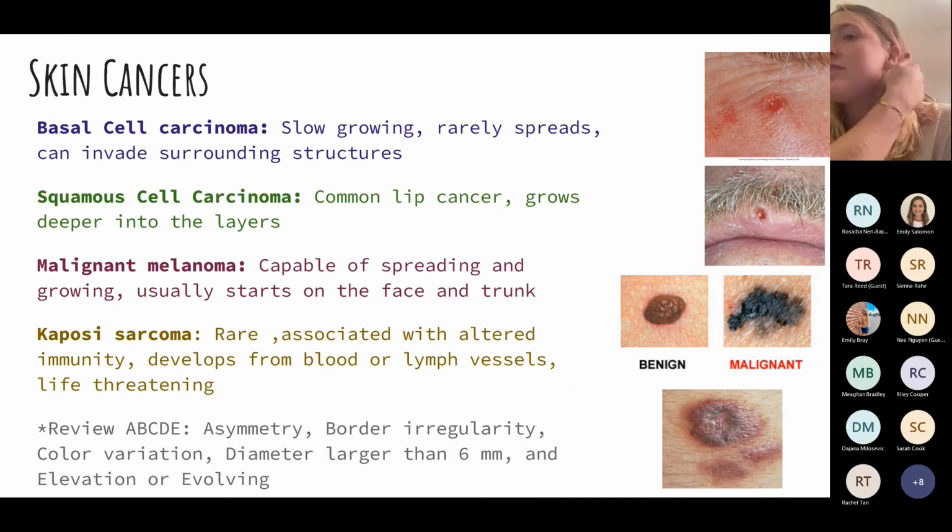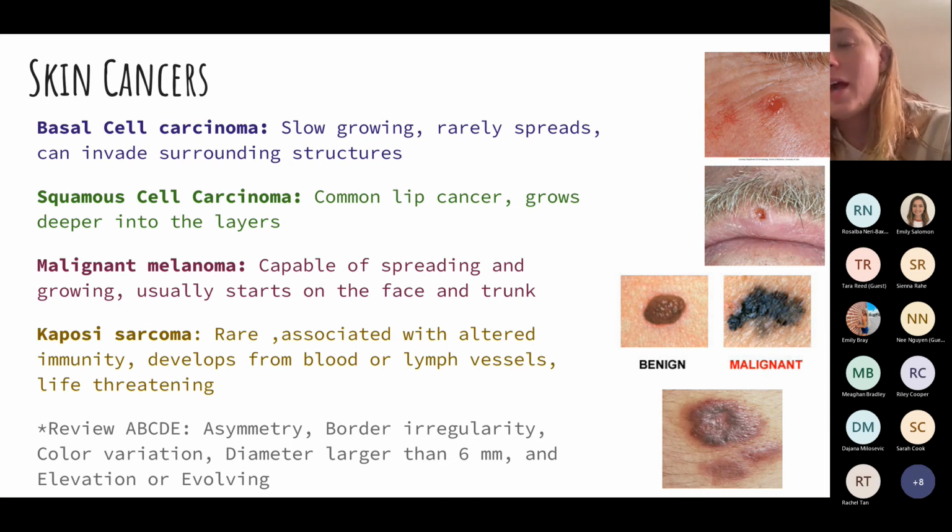When classifying different types of skin cancer, one of the most common ones is basal cell carcinoma. These are usually more of your safer forms of cancer. They grow pretty slowly and they're rarely going to spread. The photo in the top corner is your basal cell carcinoma.